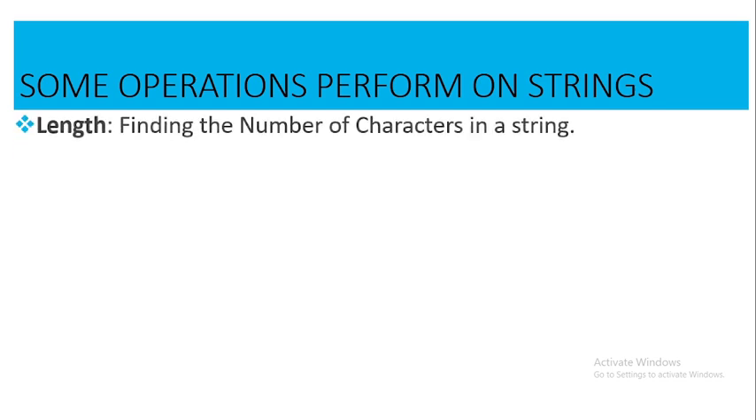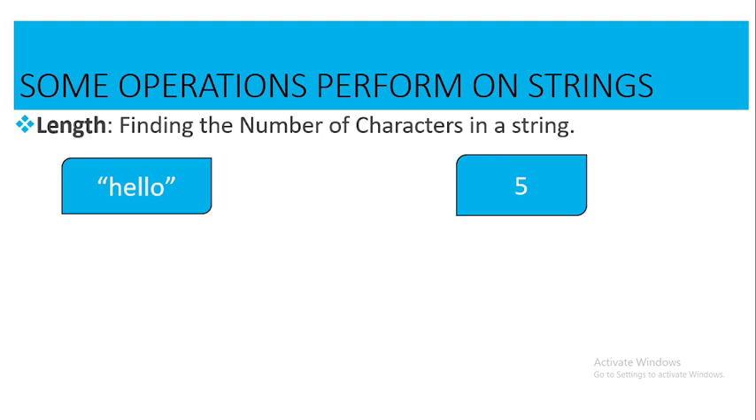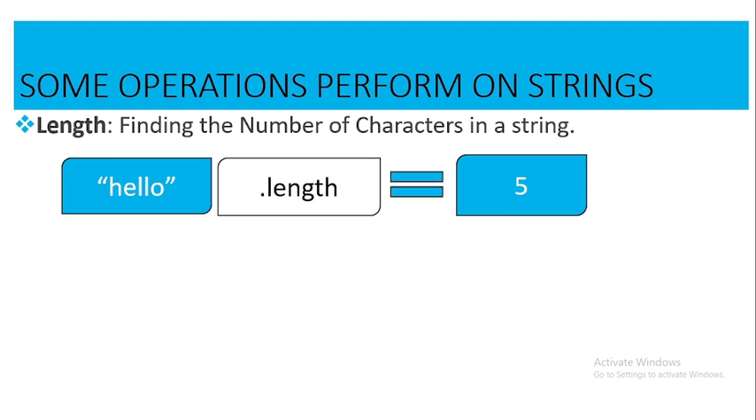We have another operation called length, and this operation gives us the number of characters in a string. So if we want to find the number of characters in a string, we can perform an operation known as dot length. Let's say we have hello, and we want to know the number of characters in the string hello. We can perform the operation dot length, and this gives us the number of characters that are actually in the string we have.